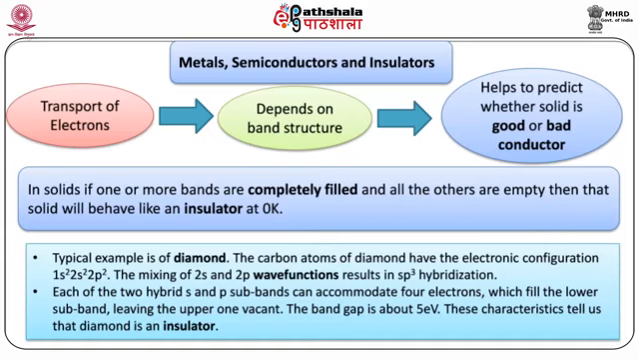The mixing of 2s and 2p wave functions results in the sp3 hybridization. Each of the two hybrid s and p subbands can accommodate 4 electrons, which fill the lower subband, leaving the upper one vacant. The band gap is about 5 electron volts. These characteristics tell us that diamond is an insulator. In insulators, the energy gap is greater than 5 electron volts and electrons have to be excited to generate electron conduction. Usually, the applied electric fields are not large enough to provide this kind of excitation.